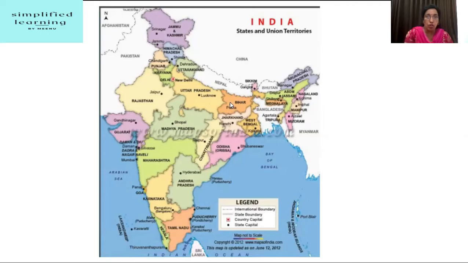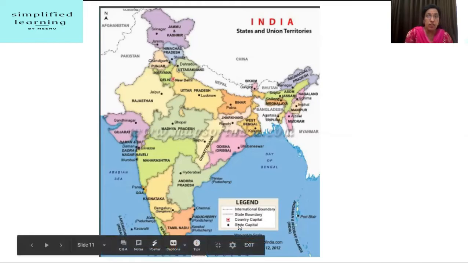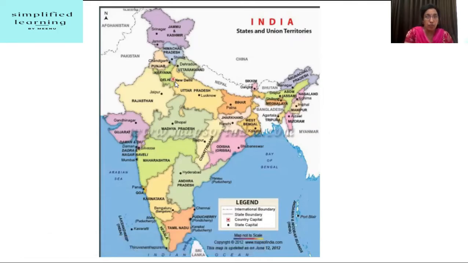Then we have these big dots in each state and union territory. What does it refer to? It refers to the state capital. Then we have this country capital symbol also. See how it is given. In a square, a red dot. Look here. The country is India. And what is the capital of India? New Delhi. How is it shown in the symbol? So we can easily locate that this is New Delhi, the country capital. Clear? Then what else can we see in this map?